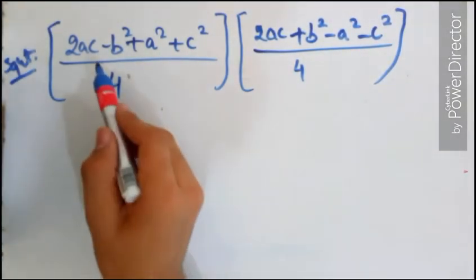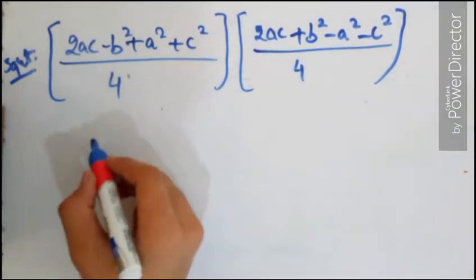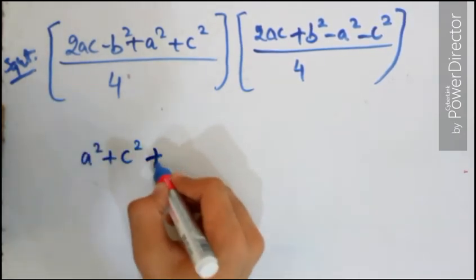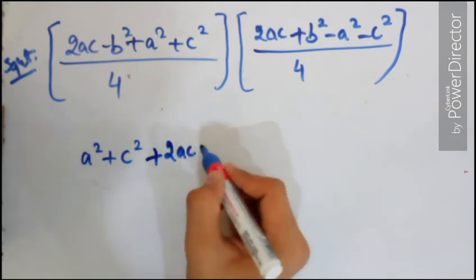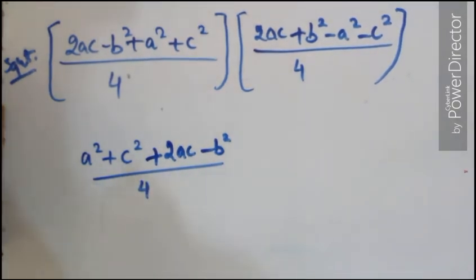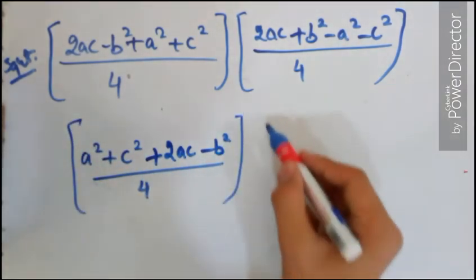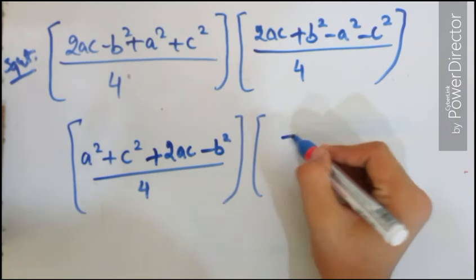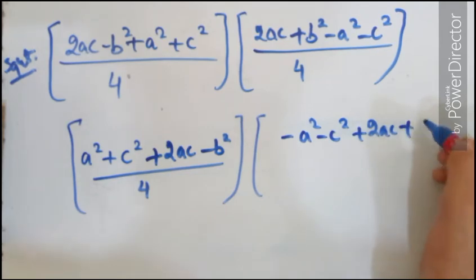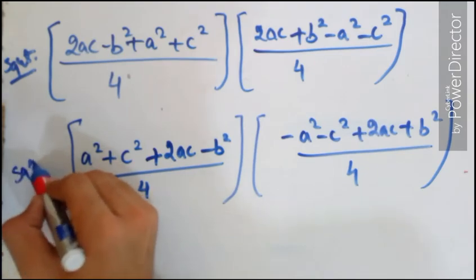So if we carefully see it, if we rearrange it like this, A squared plus C squared, and we have the positive sign here, plus 2ac minus B squared upon 4, and into this, we write this as minus A squared minus C squared plus 2ac plus B squared, this whole upon 4, and this is going under the square root.